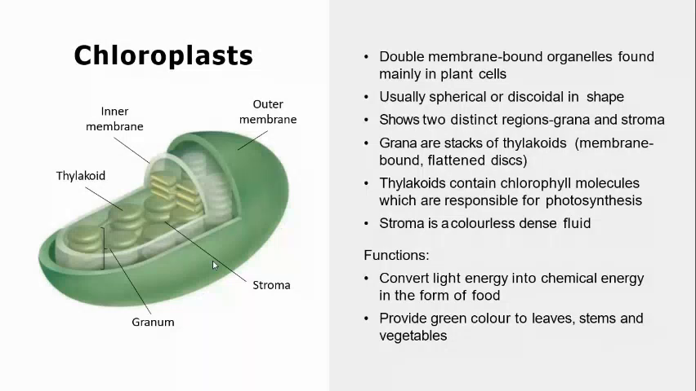So in the case of photosynthesis, the light-dependent reaction happens in the thylakoid part of the chloroplast, while the light-independent or dark reaction happens in the stroma part of the chloroplast. Now, the function is to convert light energy into chemical energy in the form of food. That is from radiant to chemical. It also provides green color to leaves, stems, and vegetables.